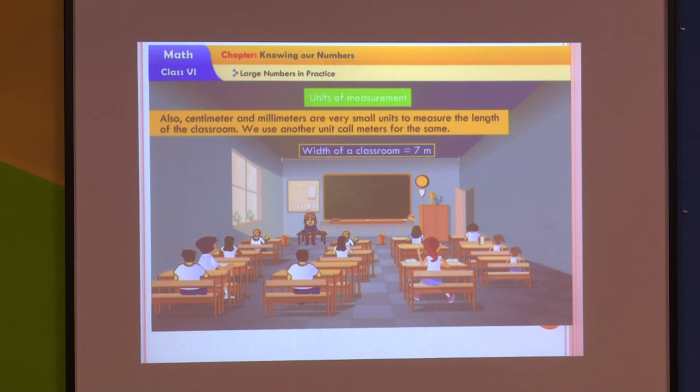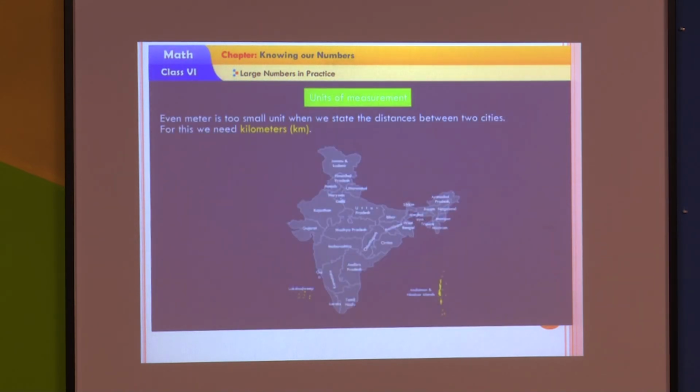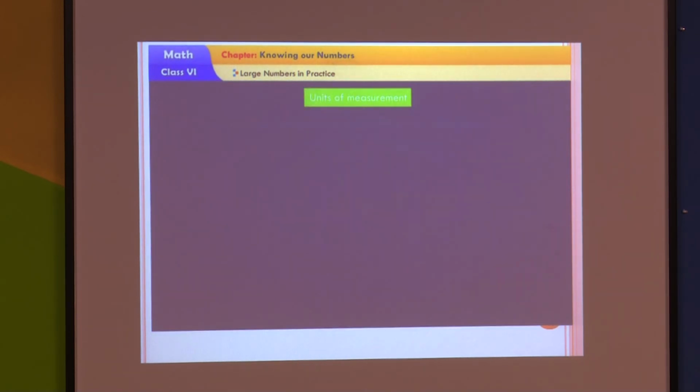Width of a classroom is equal to 7 meter. Even meter is too small a unit when we state the distances between two cities. For this we need kilometers, km. These units are connected with each other by the following relations.